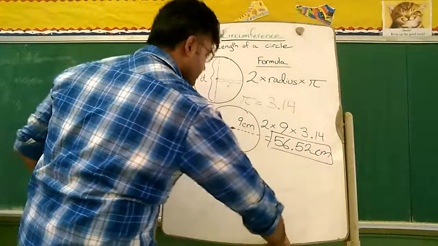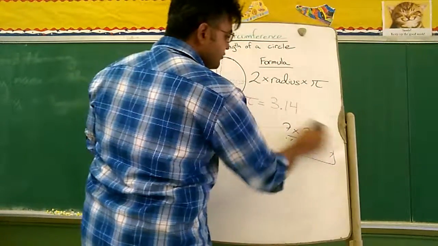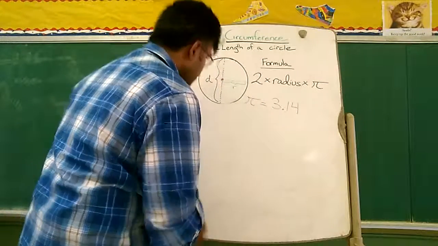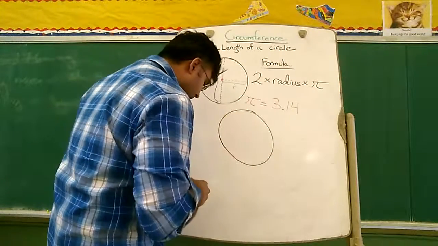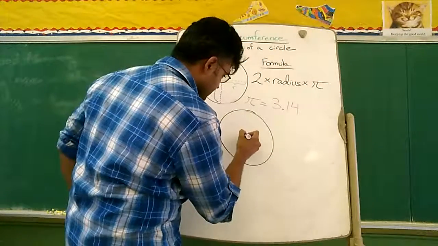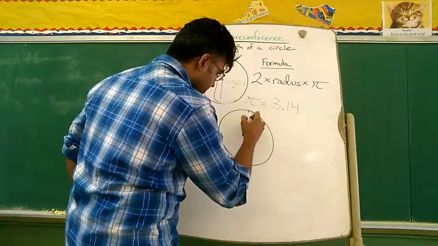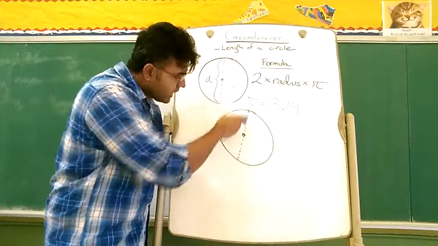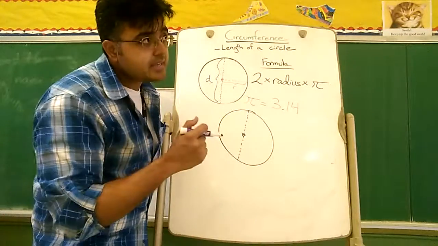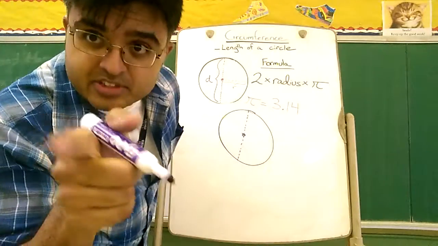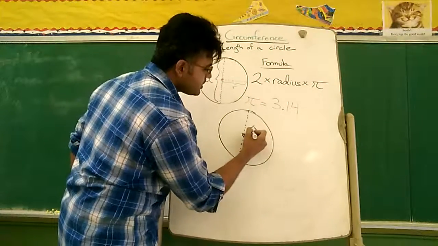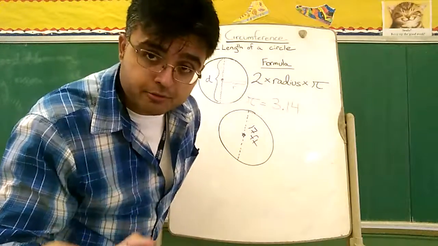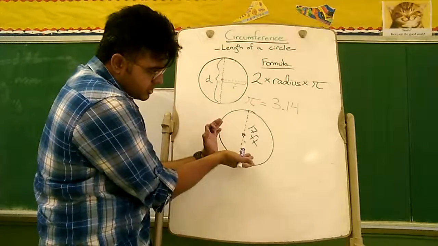I'm going to erase this off, and I'm going to use the same formula. Everything is the same, except in this circle, we're going to have the diameter. The long line. Let's say the diameter is, what number? 17? You got it. Let's say the diameter is 17 feet. I want to find out the circumference of this circle.